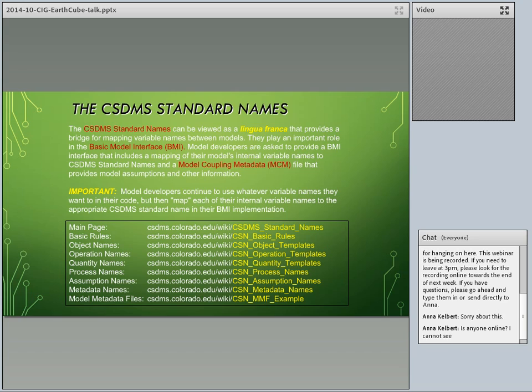The standard names is the controlled vocabulary that has been developed within CSDMS. It's a result of quite a few years of effort. And the BMI uses standard names so that the models can talk intelligently and exchange variables, such that one model's output variable is another model's input variable. And you could go online and check it out. There are process names, quantity names, assumption names, and such like.